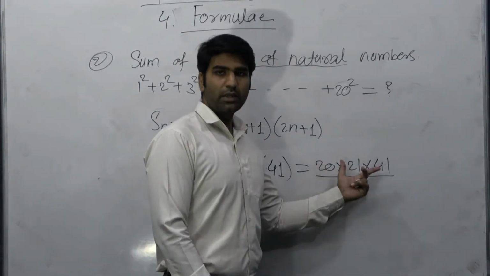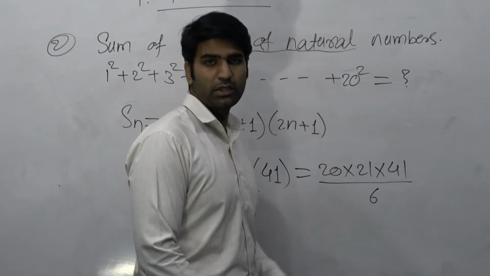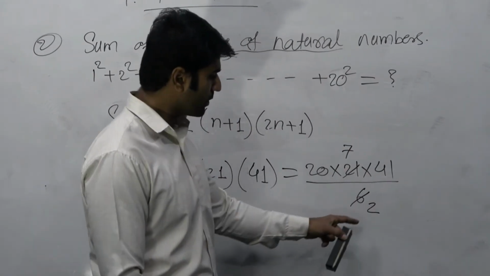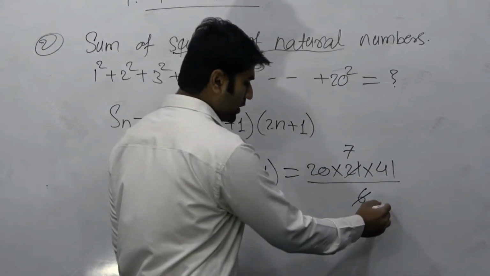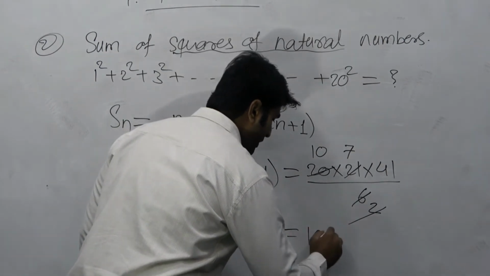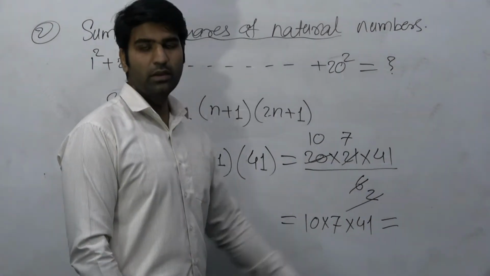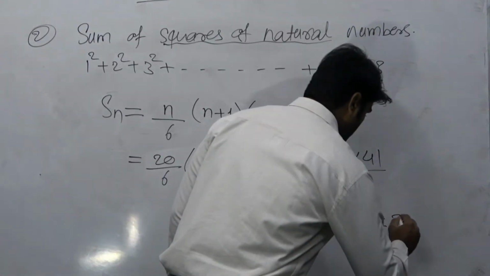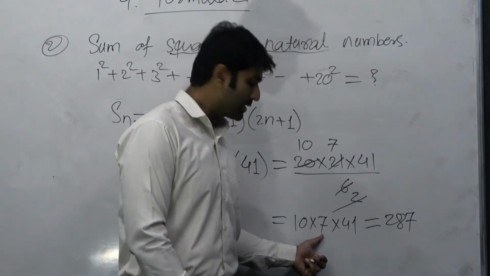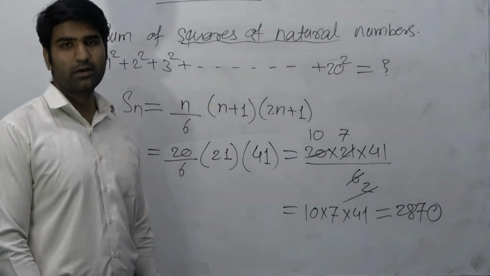Now the same calculation we are going to do. We cannot divide any number directly by 6, but yes, we can divide 21 and 6 by 3. So 3 2s are 6, 3 7s are 21. Again 20 is divisible by 2, therefore divide. So now the calculation is 10 into 7 into 41. 41 into 7 is 287, multiplied by 10 means add a 0. So the answer is 2870.